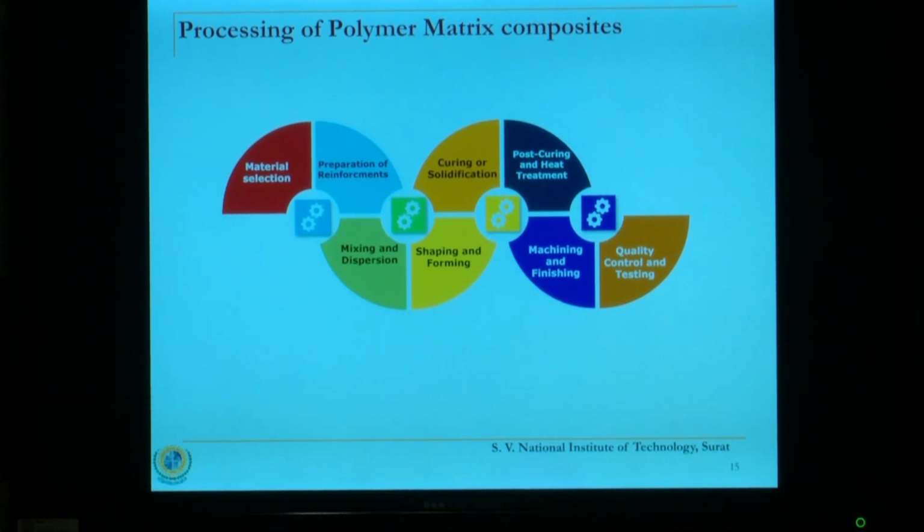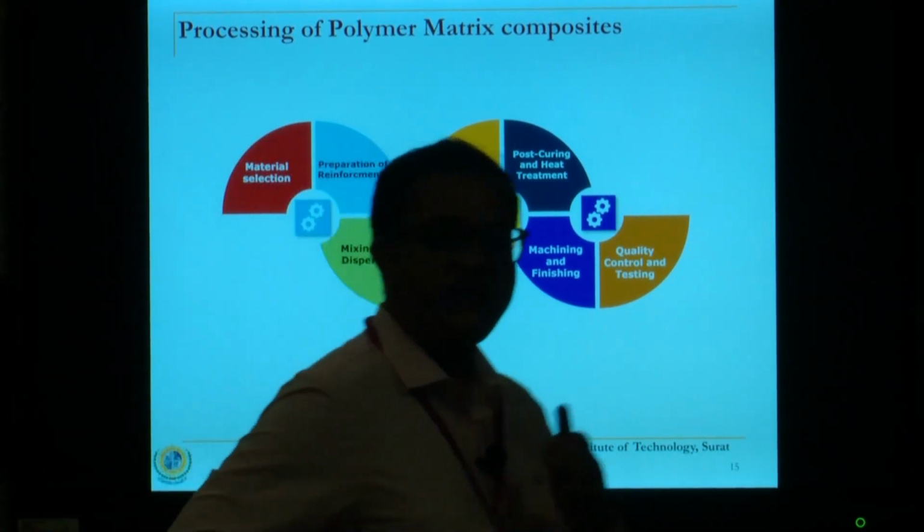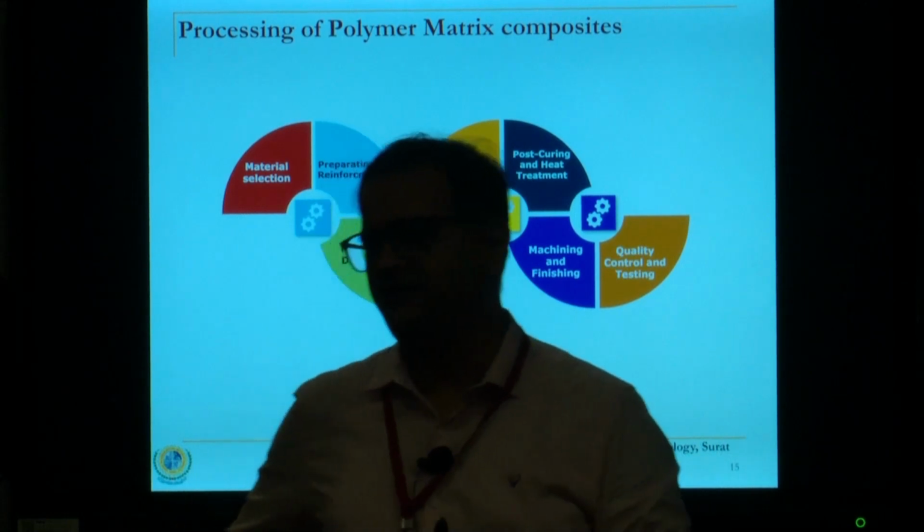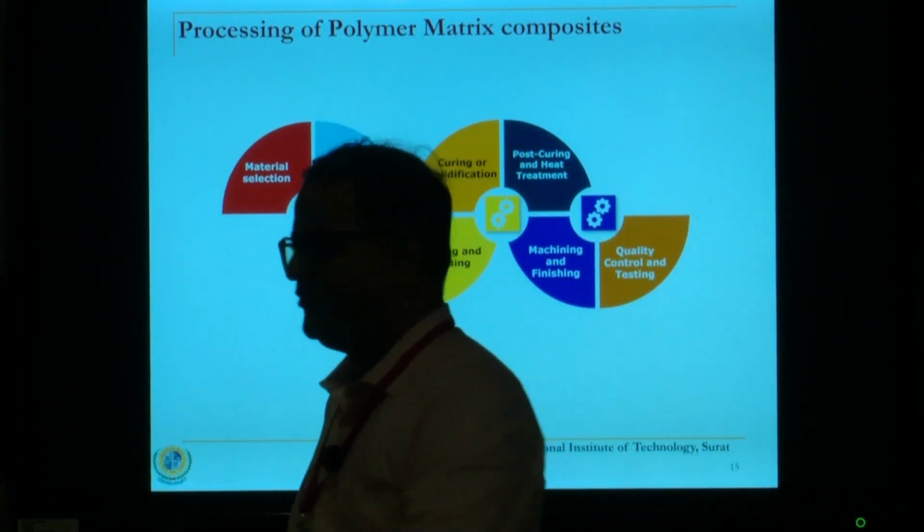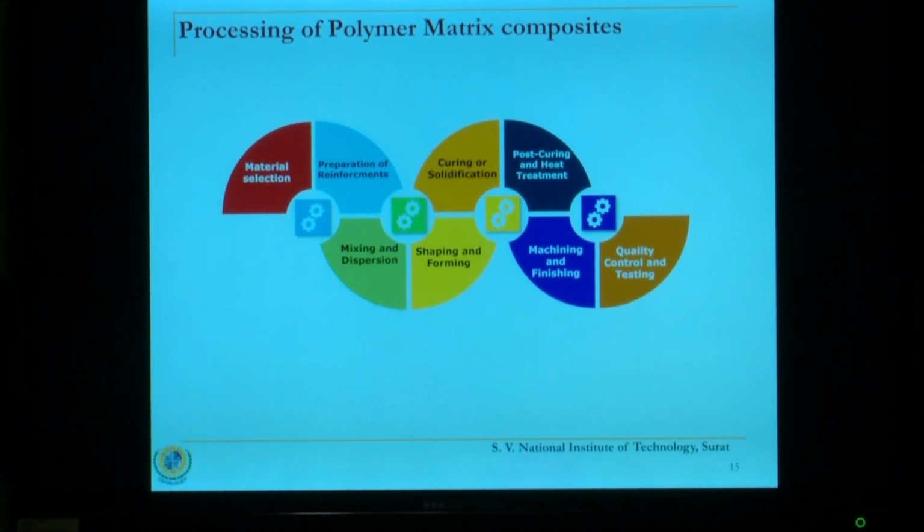Now, I want to focus on certain processes, and talk about specific parts of this entire processing. But more or less in all the processes, any process or any technique that we consider, the steps of the process would remain the same. I need to decide what type of matrix I want to use. I need to decide what type of reinforcement I want to use, and I should have reasons for selecting a natural fiber or a man-made fiber or a combination of fibers. So, the important thing is the material selection.